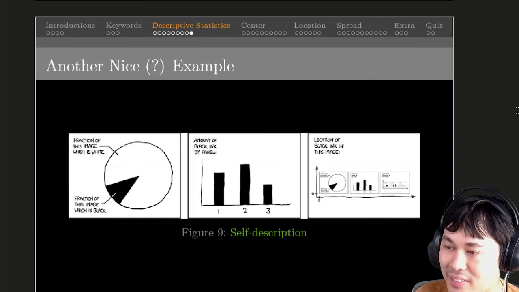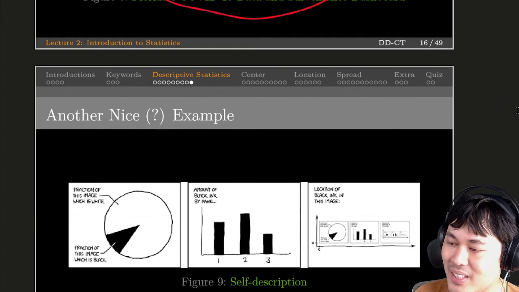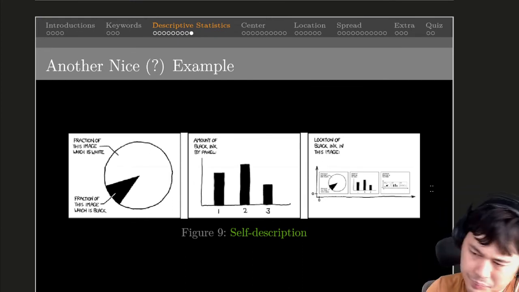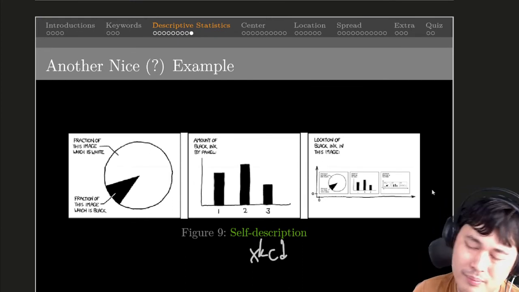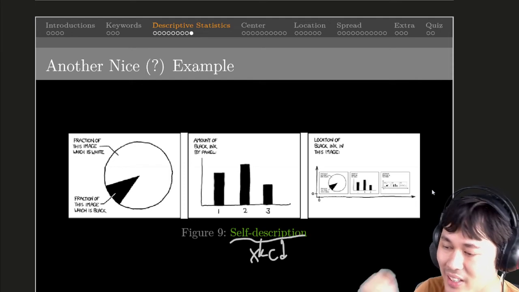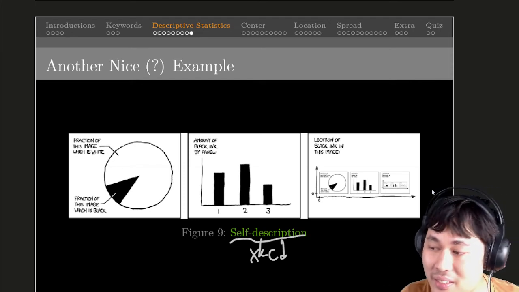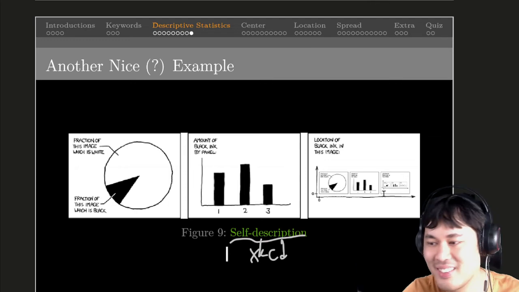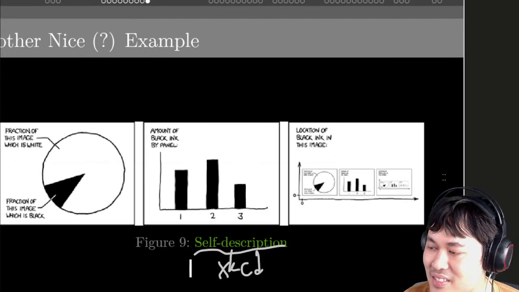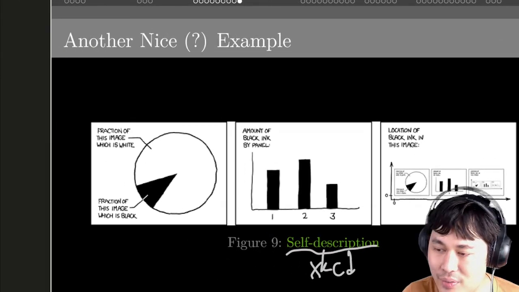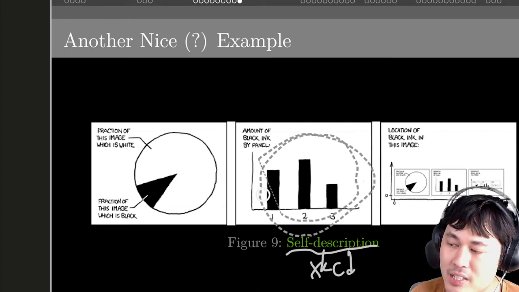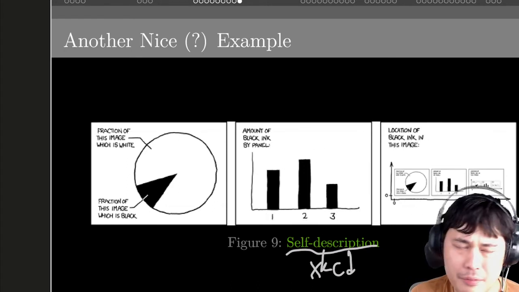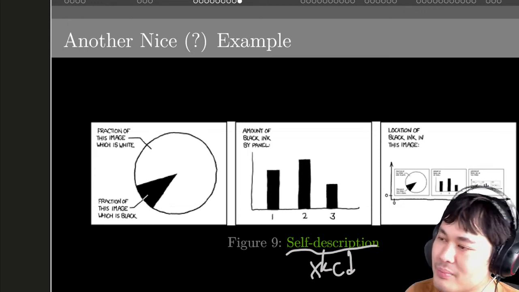And lastly, let's end with a joke. That's one of my favorites. This is from a website called XKCD. And again, you can click on the link. This comic, I guess, is called self-description. So what we have here is a pie chart, a bar chart, and some kind of a graph.